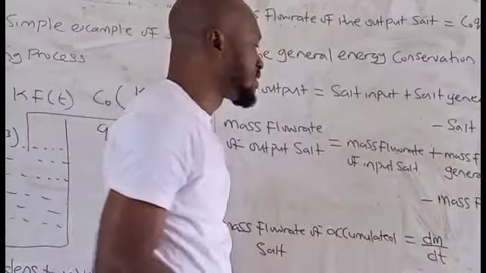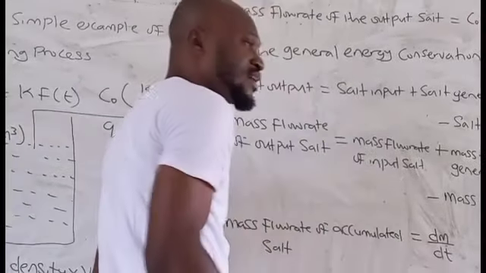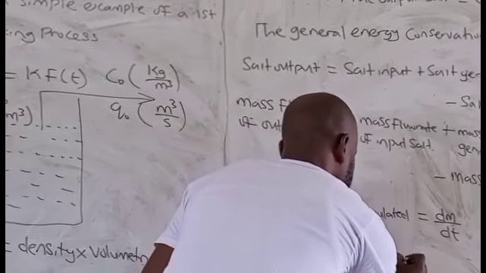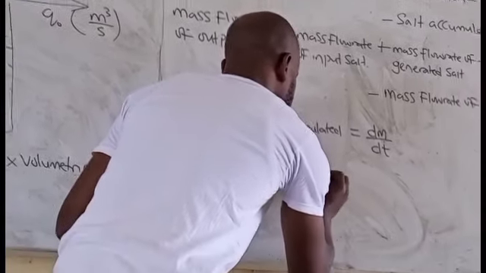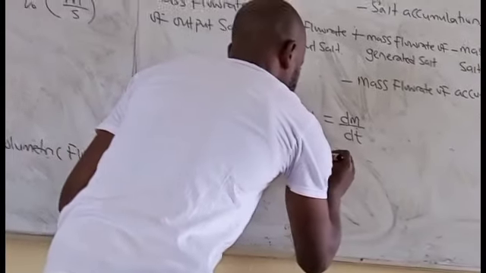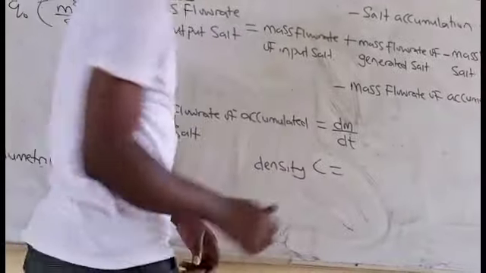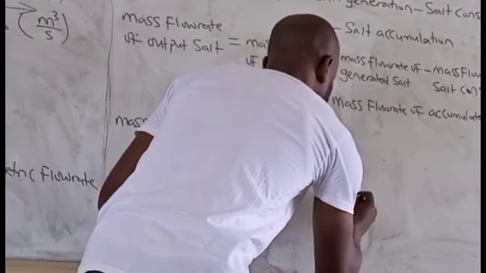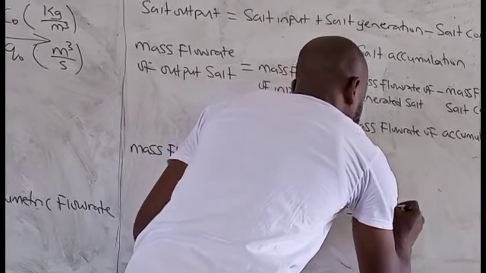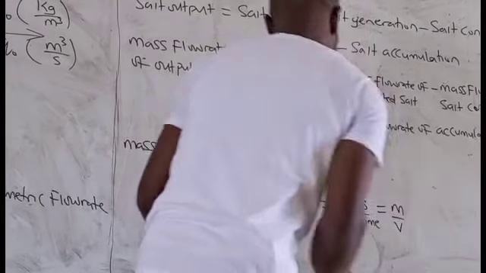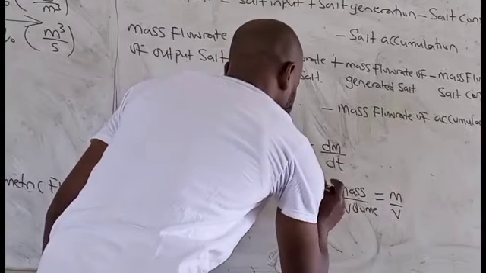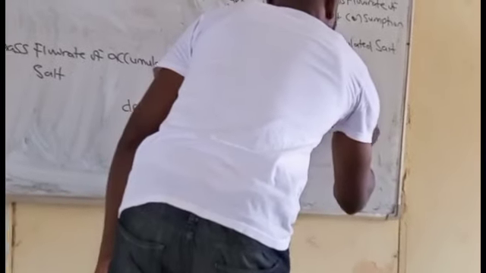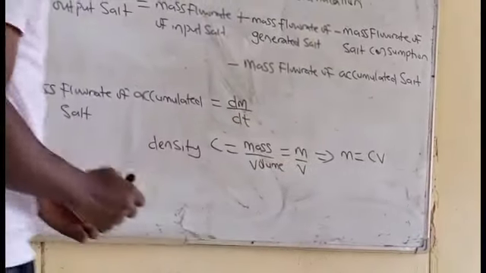This M represents mass. We all know that. How do we get mass? We know that density, let's use C to represent density, gives you mass over volume, the same thing as M over V. So from here, our M will give you C times V, that is density times volume.